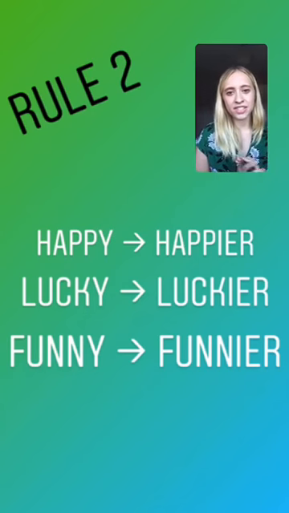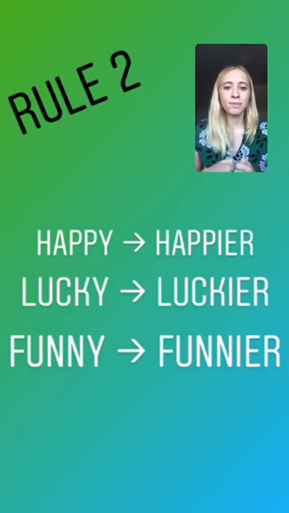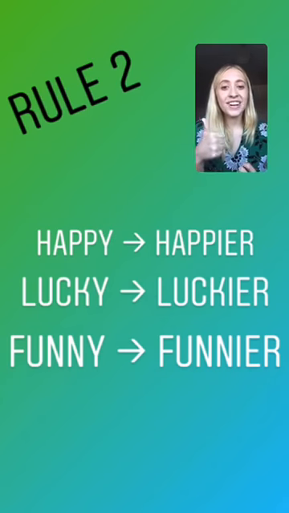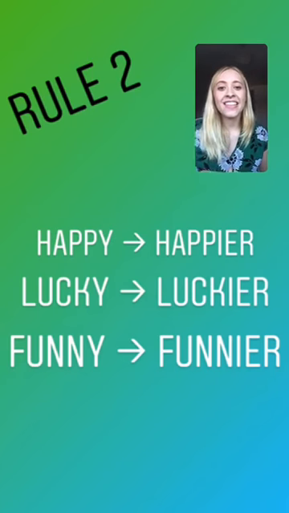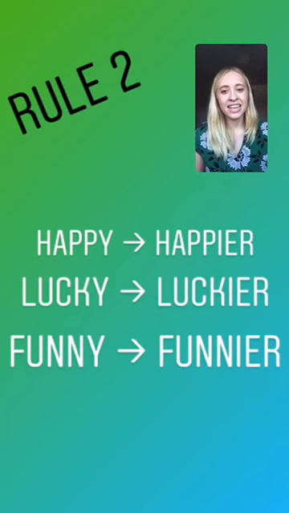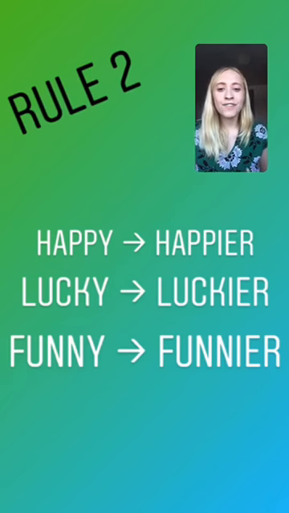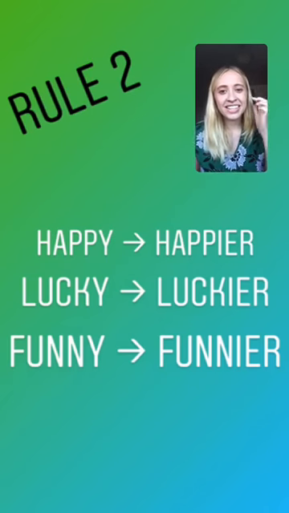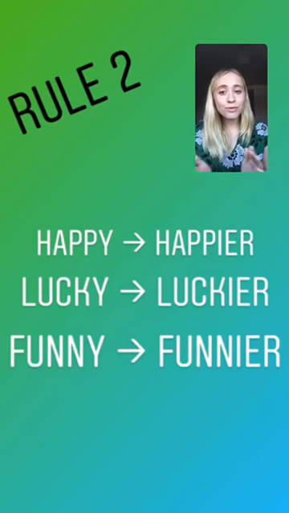Notice the pronunciation. Happy has 2 syllables, happy becomes happier, happier, 3 syllables. The same for lucky becomes luckier. And funny becomes funnier. In a sentence, we could say that Nick is happier than Jonathan. Sophie is luckier than Max. And Anne-Marie is funnier than Jonathan. These are some examples of your sentences. And that again, guys, is rule 2. We have one more rule to look at.